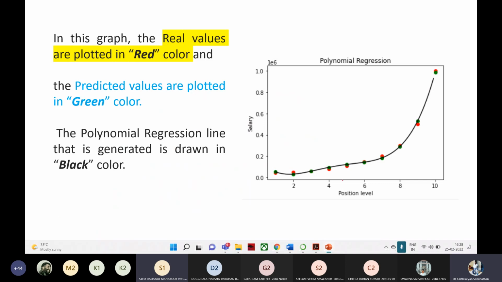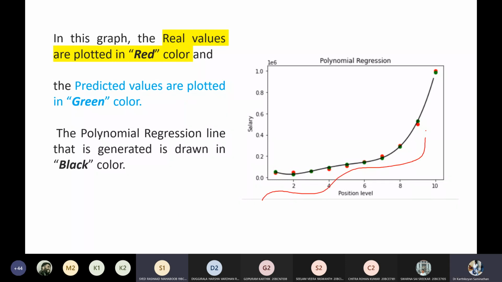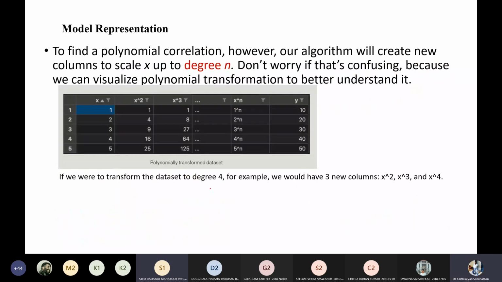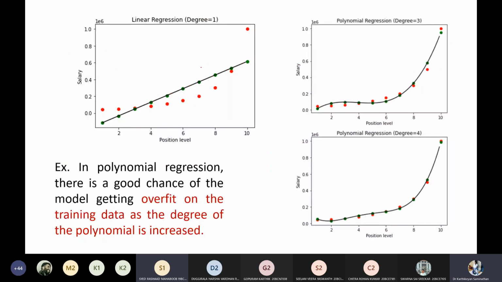Now this will be drawn like this. The real values are plotted in red color, and predicted values are plotted in green color. See here, all the values are fitted almost. So this is your polynomial regression, a curve like this, right? These are some other curves, degree 1 curve. Degree 1 is nothing but your linear, right? Linear regression is equal to polynomial regression of degree 1.